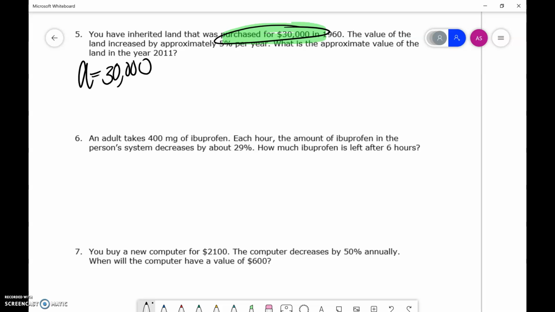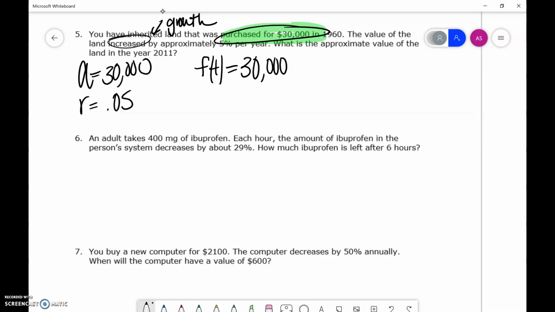Okay. Then my R, again, is going to be my rate. It says it's increasing, so we know that this is exponential growth. And it's increasing at 5%, so I have R as 0.05. So when I write my equation, I'm going to have f of t equals 30,000. Since it's growth, I'm going to have 1 plus 0.05 to the t. So this is my equation.